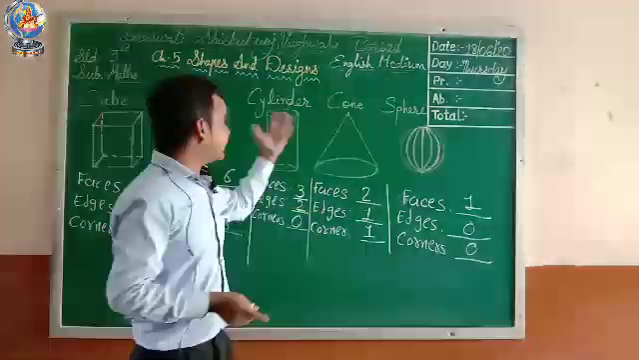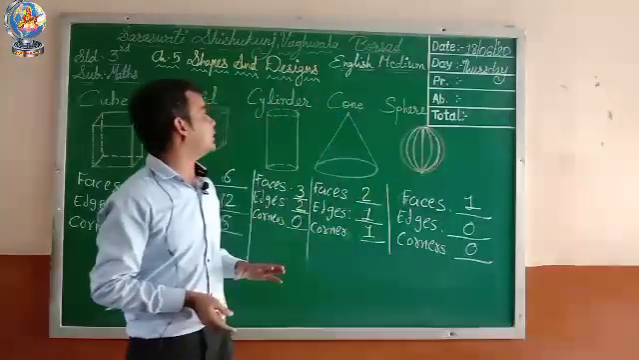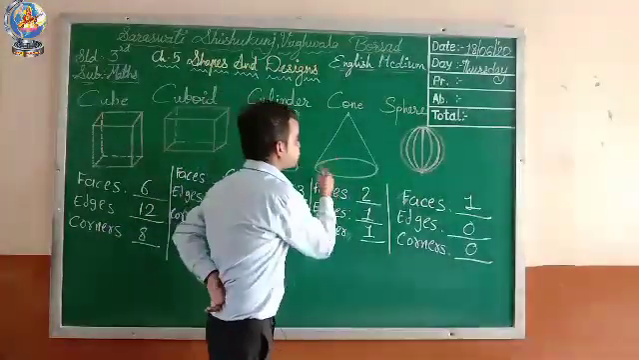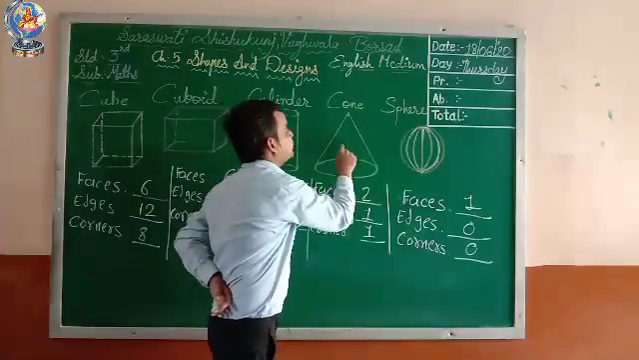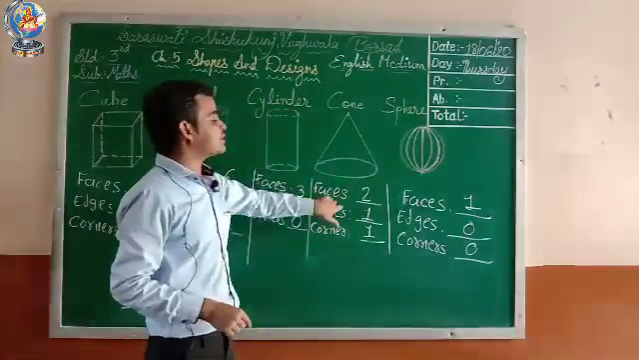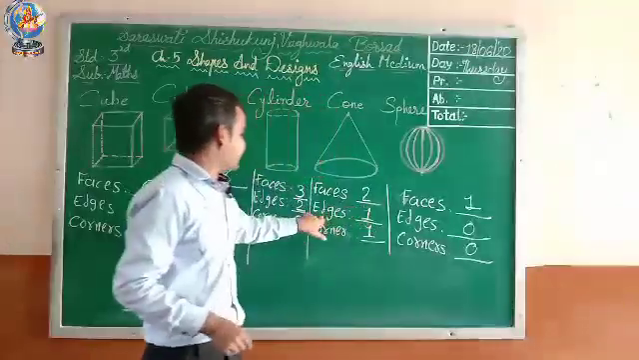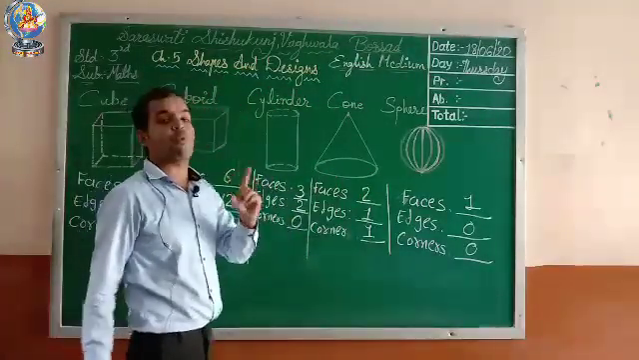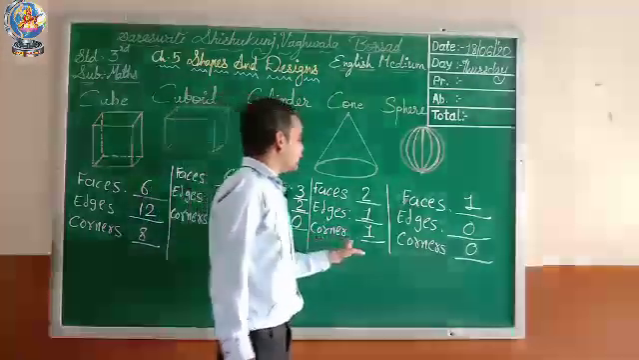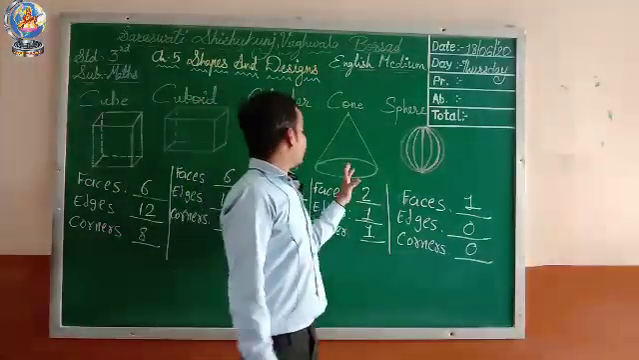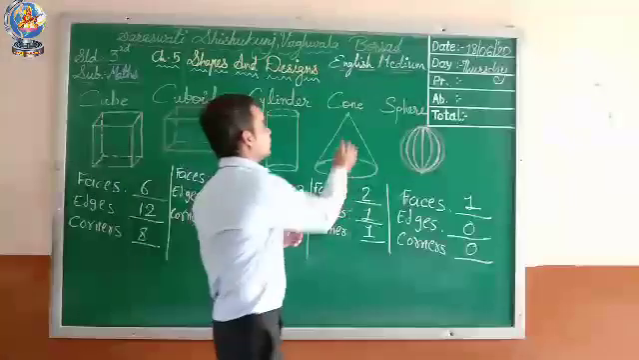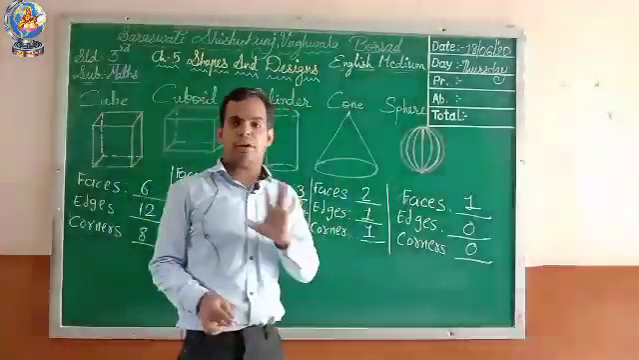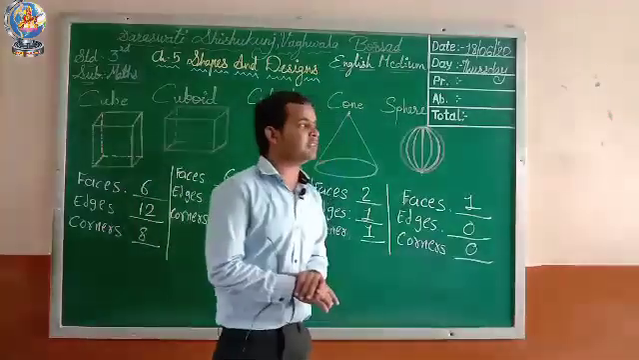Understood about that? Next one is the cone. How many faces does a cone have? A circular face and a curved face. So the cone has 2 faces. Edges: the cone has 1 edge. How many corners? Notice there is 1 corner in the cone shape. Understood about that?